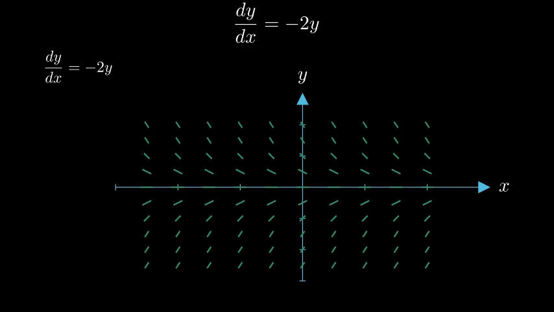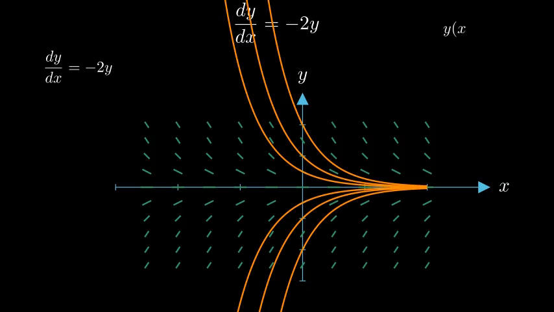Looking at this direction field, we can see how solution curves must flow. The solutions exponentially decay toward the x-axis as x increases. This matches exactly with the general solution, y = c e^(-2x), which approaches 0 as x approaches positive infinity for any constant c.